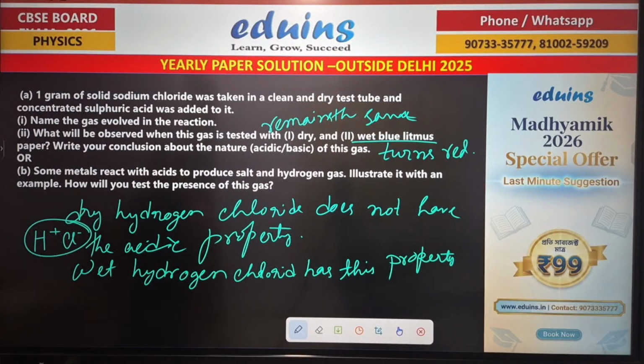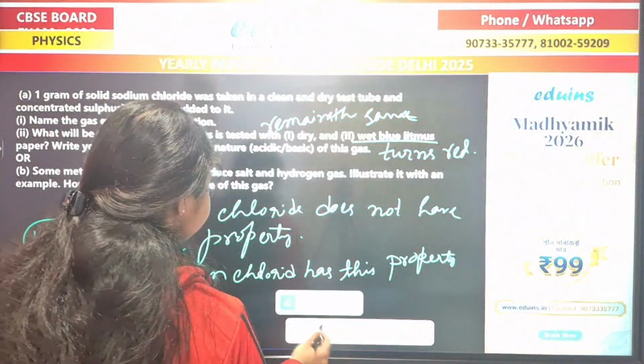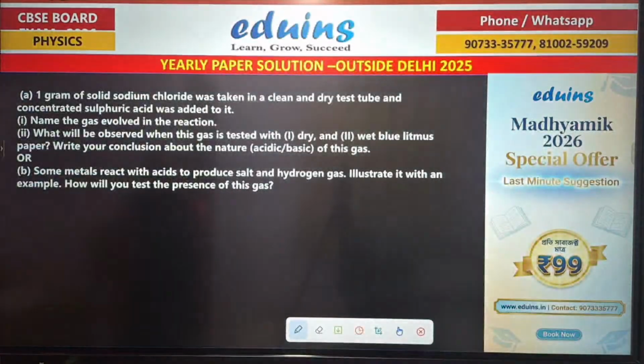Now the OR part. The question is, some metals react with acids to produce salt and hydrogen gas. Illustrate it with an example. How will you test the presence of this gas? So, can you give an answer?